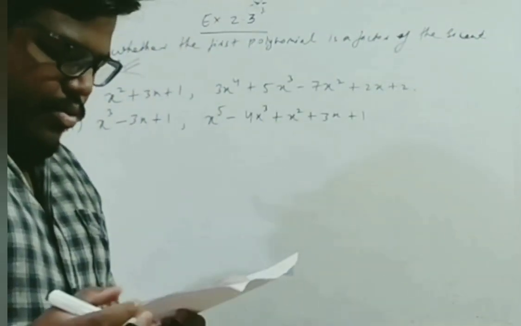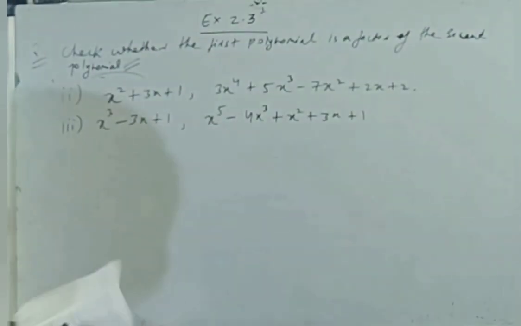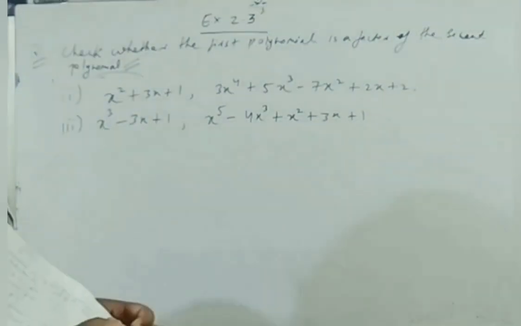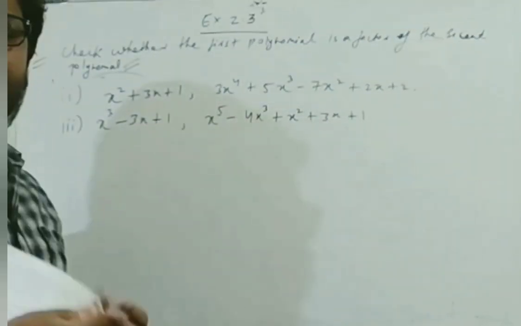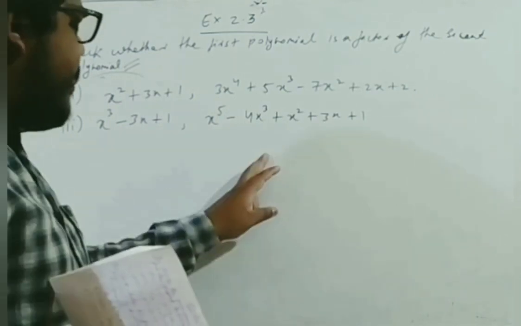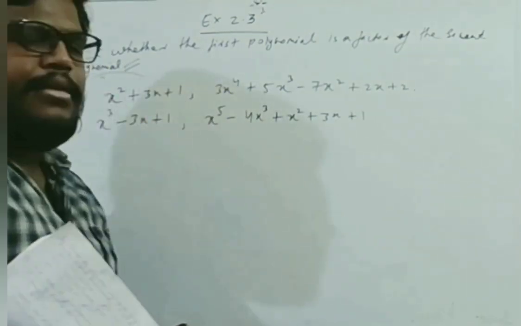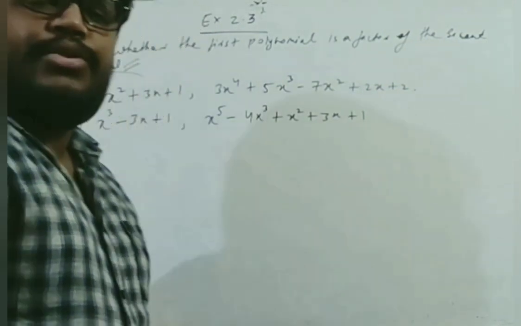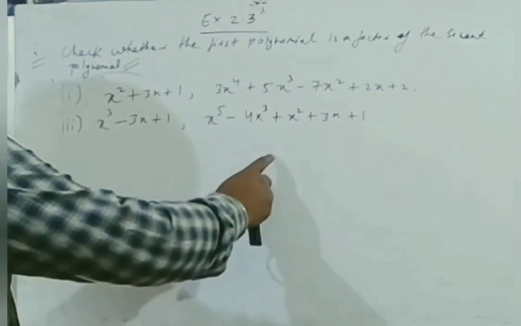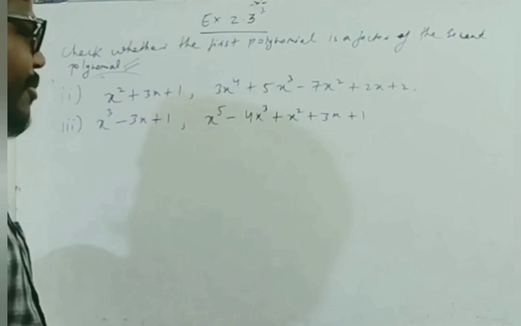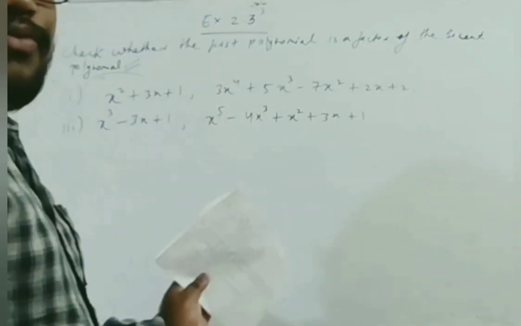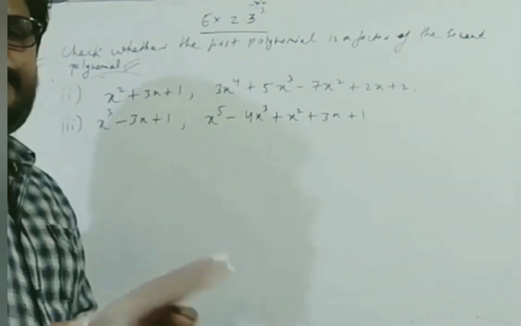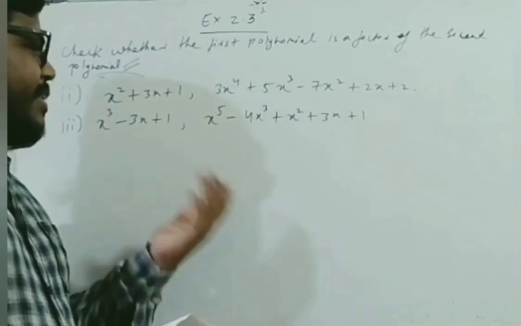You can try both these questions. We just have to check the remainder. If the remainder is 0, you can say the first polynomial is a factor of the second. So let's try these questions by yourself, because there are fewer questions in the book related to long division. So it's just for your practice.